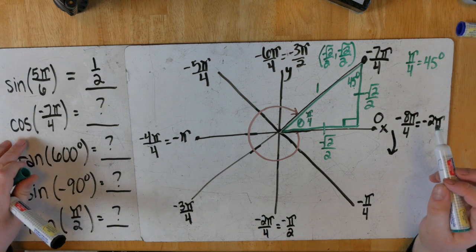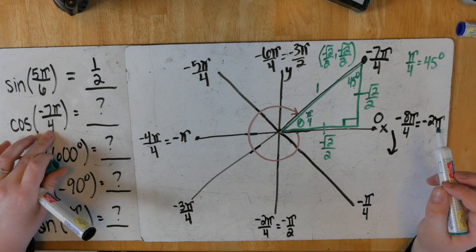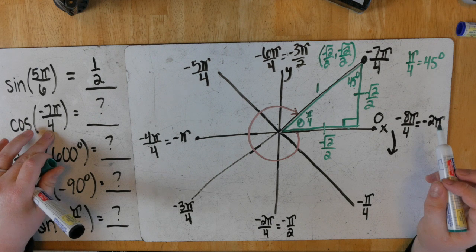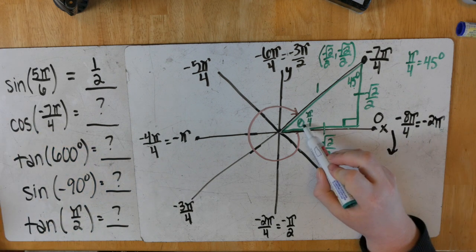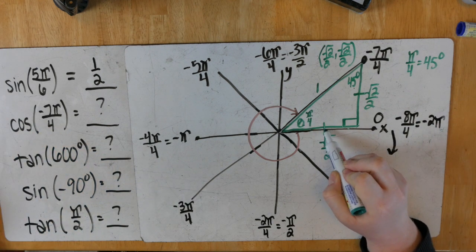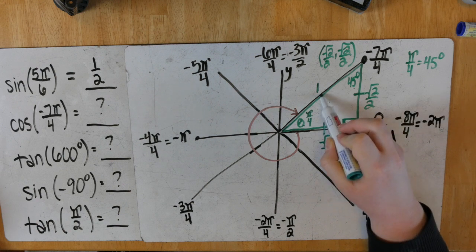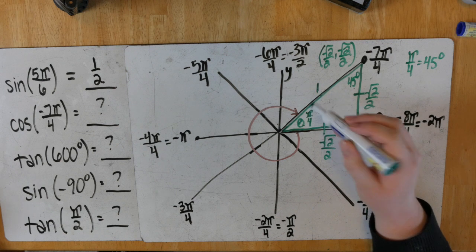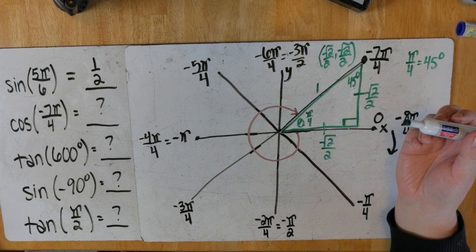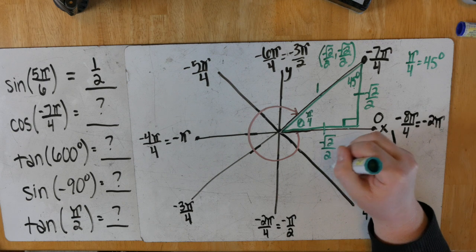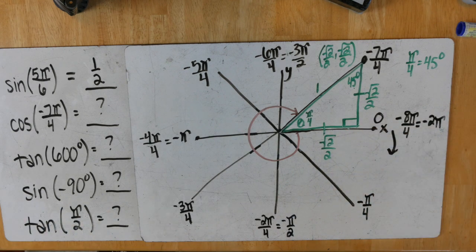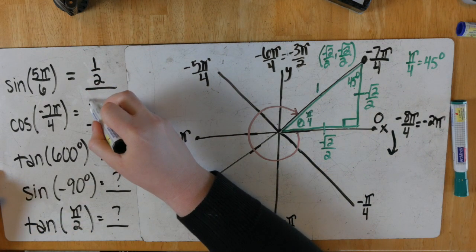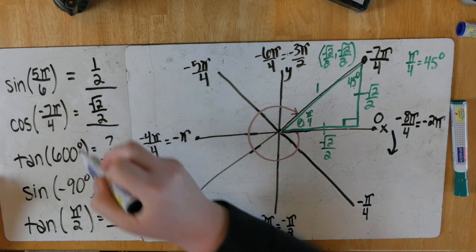So if we're trying to evaluate the cosine of negative 7 pi over 4, we know that that is, from theta, the adjacent side divided by the hypotenuse side. And if we take the square root of 2 over 2 and divide it by 1, we get itself. So we will just get the square root of 2 over 2, since dividing by 1 does not change the number. So the cosine of negative 7 pi over 4 is the square root of 2 over 2.